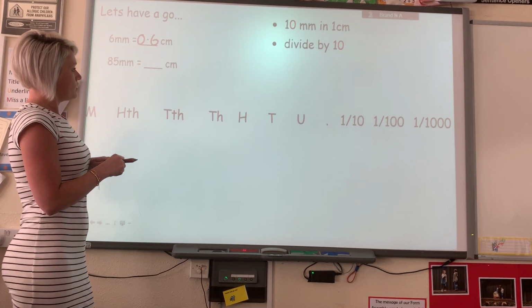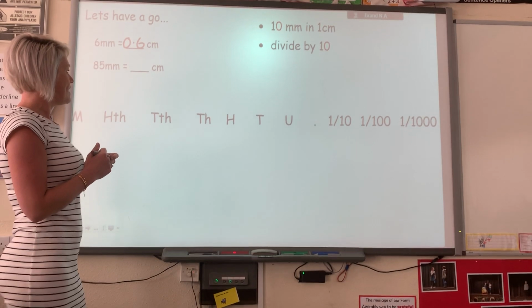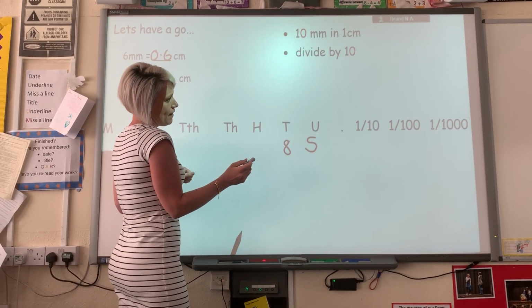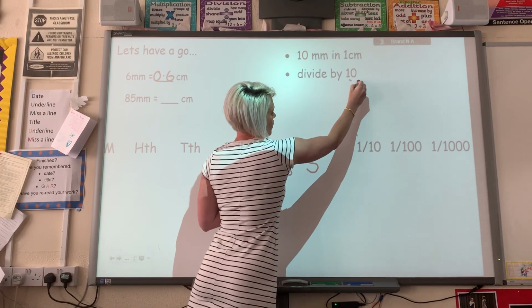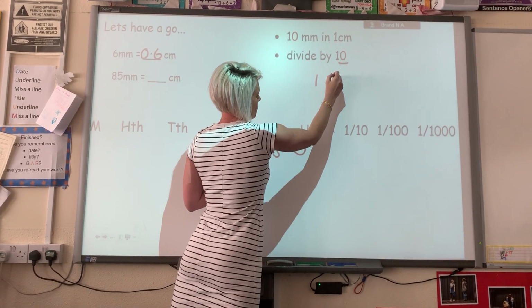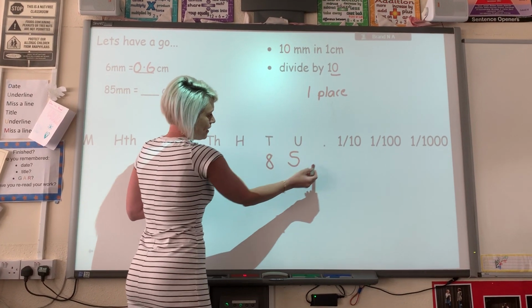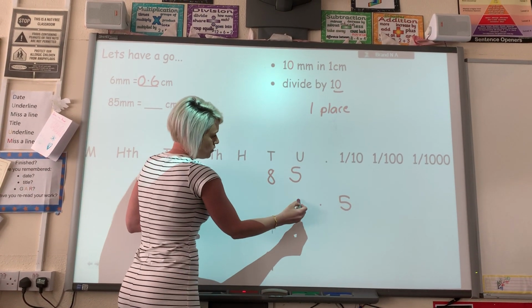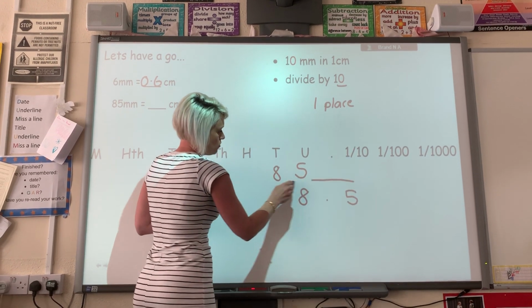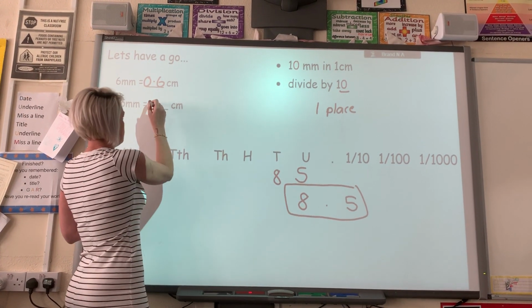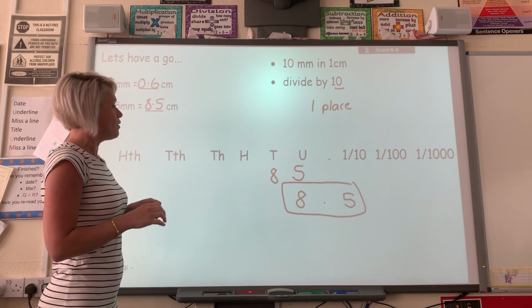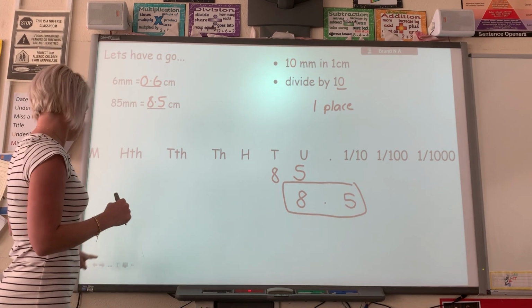And the next question is asking us to convert 85 millimetres into centimetres. So I write my 85 underneath. Now we're dividing by 10, so there's 1 zero, so we're going to move one place. So the 5 jumps over my decimal to the tenths column, and my 8 moves into the units. So you've got your new number there, 8.5. So 85 millimetres is equal to 8.5 centimetres.